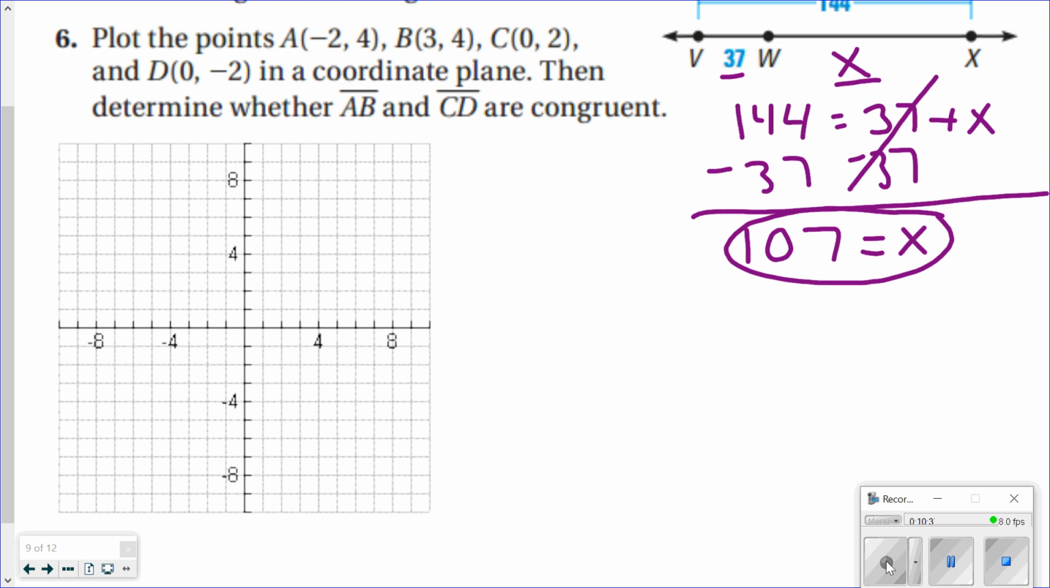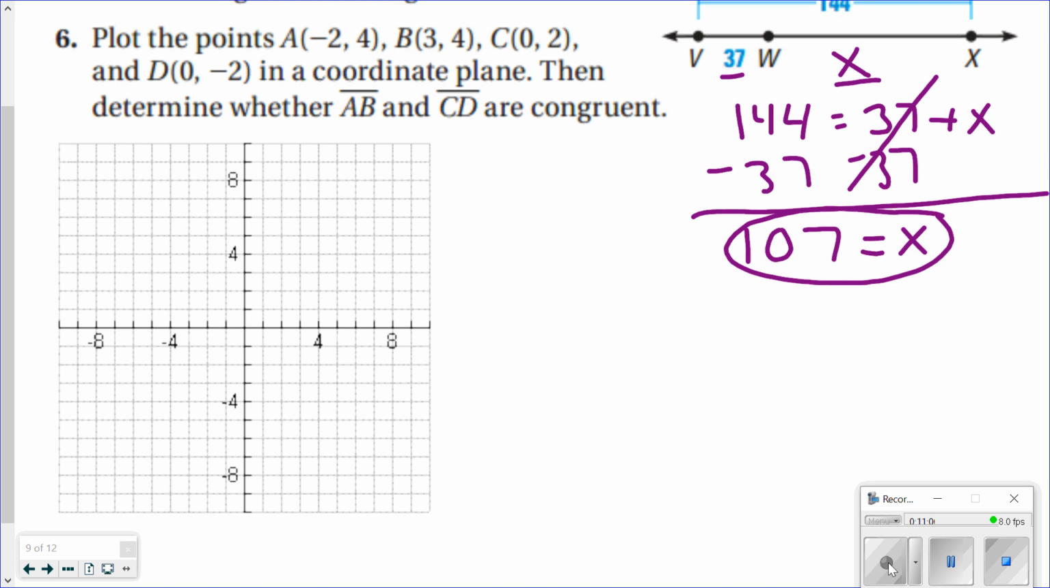Plot the points A, which is -2, 4, B, which is 3, 4, and C, 0, 2, and D, 0, -2 in the coordinate plane. Then determine whether AB and CD are congruent. Try this one on your own and tell me, are they congruent? Yes or no? Hopefully you got the answer that it's no, they are not congruent, and this is why.